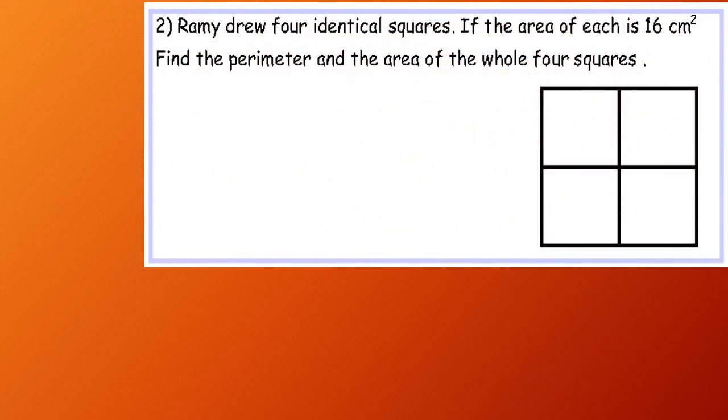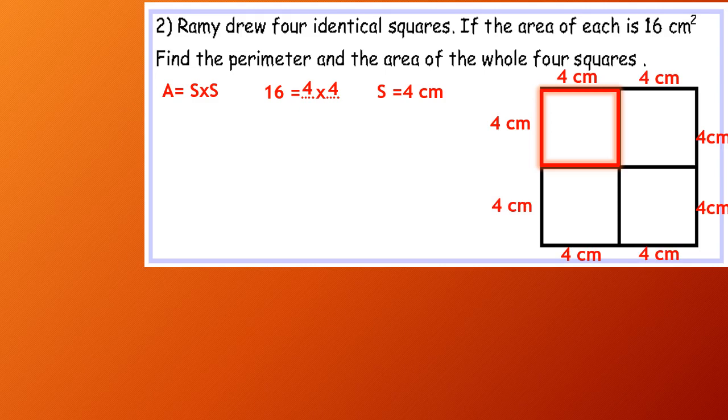Number 2. Draw 4 identical squares if the area of each one is 16 centimeters square. Find the perimeter and the area of the whole 4 squares. So each square, its area is side by side. So 16 equals what by what? 4 by 4. So the side length equals 4 centimeters. Because they are identical, all the squares have the same side length, 4 centimeters.